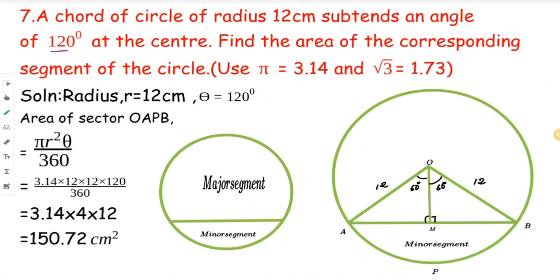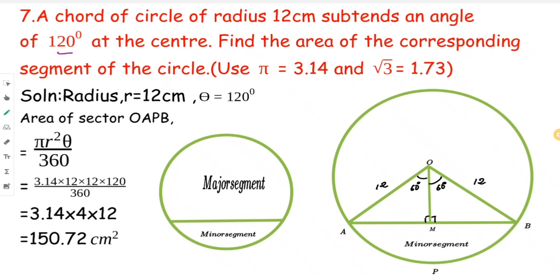The next question, number 7. A chord of a circle of radius 12 centimeters subtends an angle of 120 degrees at the center. If you remember, in all the previous questions it was just 60, but now it is double, 120 degrees at the center. What are they asking us to find? The area of the corresponding segment.